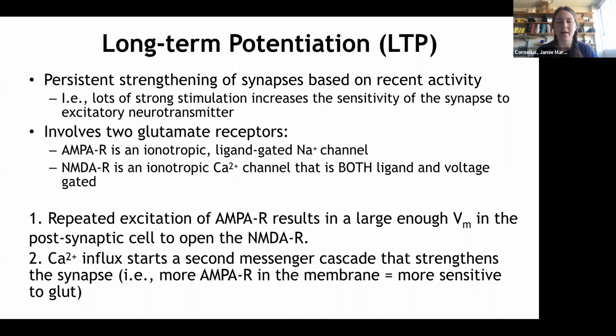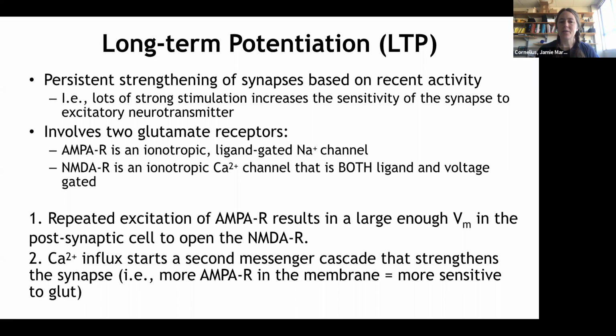And so this involves 2 different glutamate receptors. So glutamate is our main excitatory neurotransmitter in sensory systems. And there's 2 different kinds. So one is called AMPA. So the AMPA receptor is ionotropic. It's a ligand-gated sodium channel. So when glutamate is present, it binds to AMPA, and AMPA opens and allows sodium to enter the cell and depolarize it.